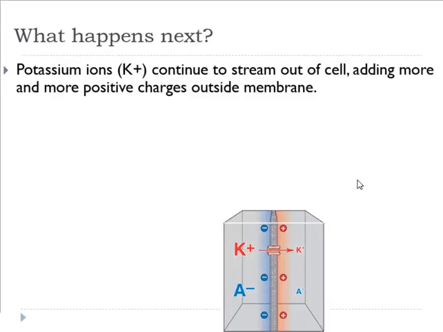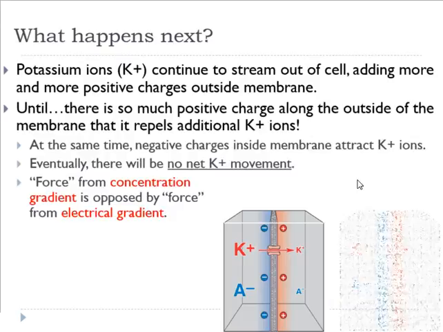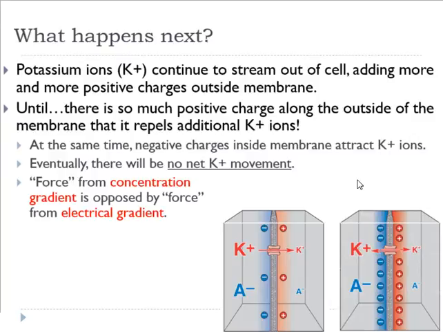So what happens next? These potassium ions would continue to stream across this membrane because they're moving down their concentration gradient, and as they do so, they're adding more and more positive charges over here. As you continue to add positive charges to that side of the membrane, you get to a situation where so much positive charge is on this surface that it starts to interact with more positive charges coming over. You guys know about charges and how they interact. What happens when you put same charges together? Yeah, they tend to repel each other, right?